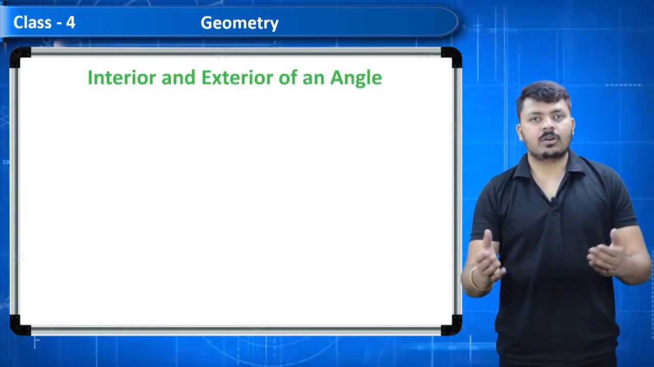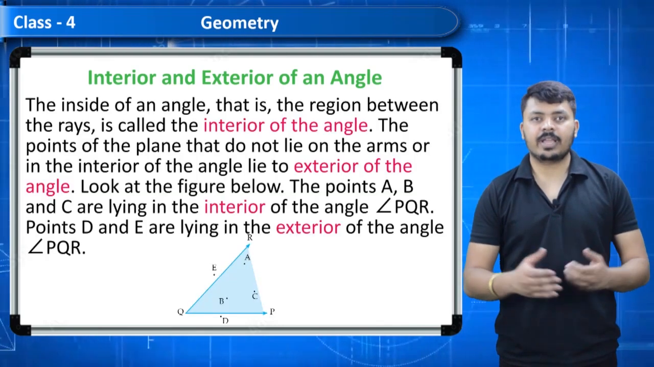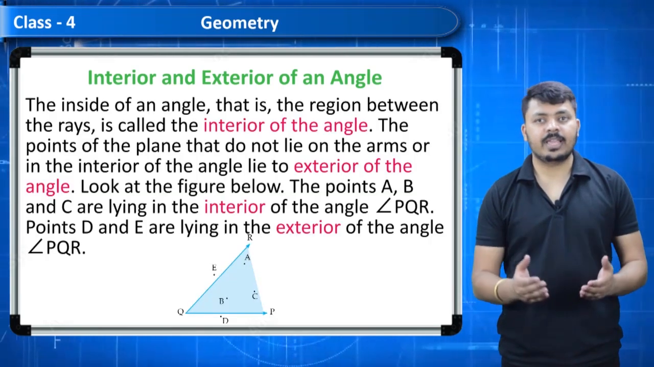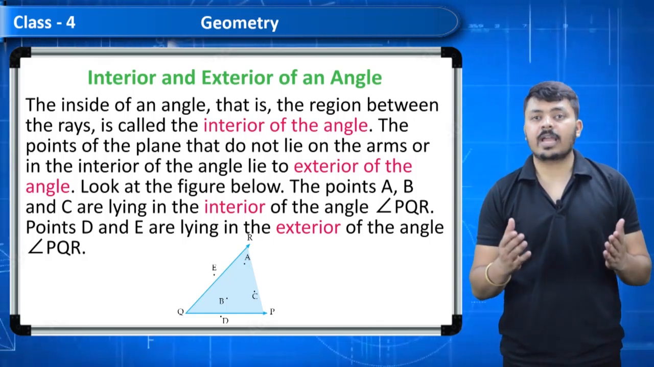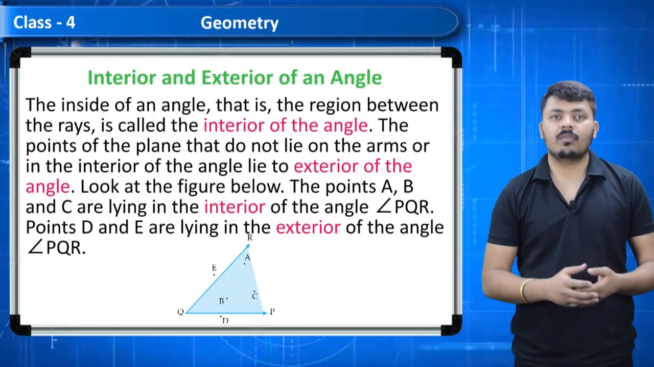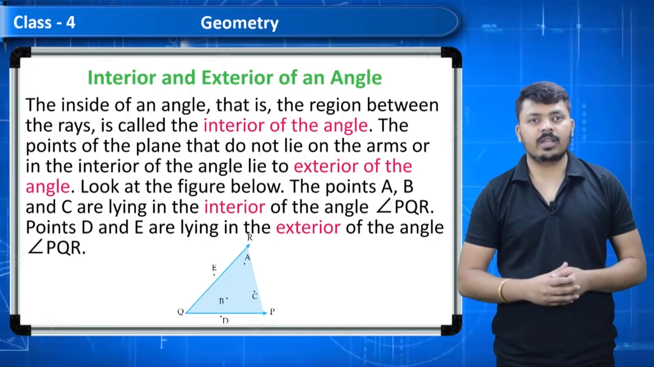Interior and exterior of an angle. The inside of an angle, that is, the region between the rays, is called the interior of the angle. The points of the plane that do not lie on the arms or in the interior of the angle lie in the exterior of the angle.